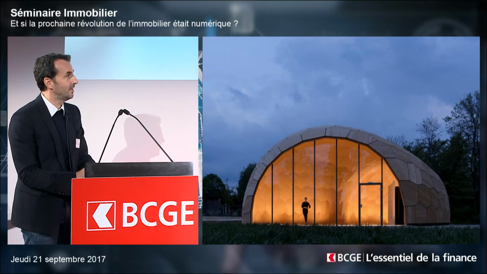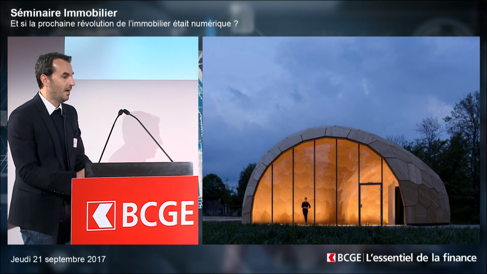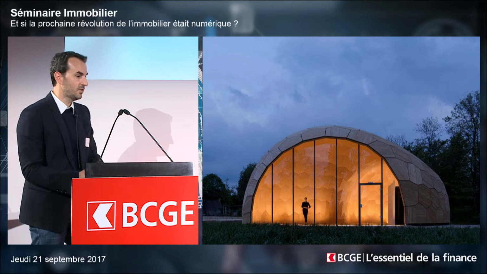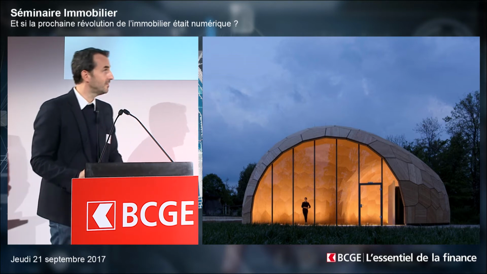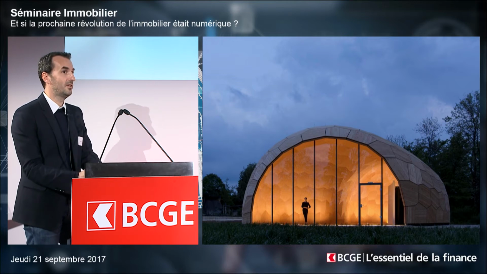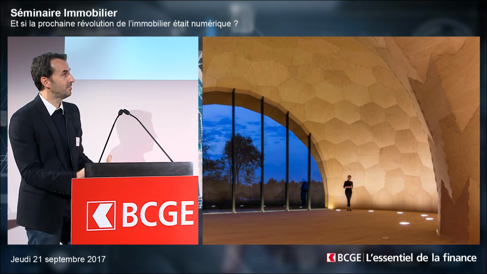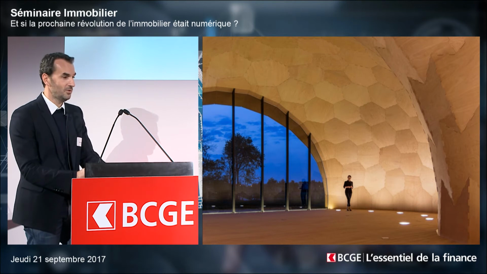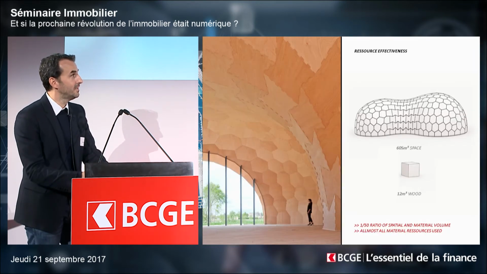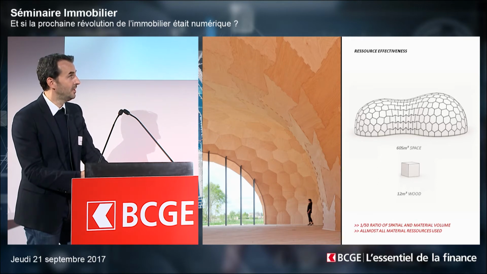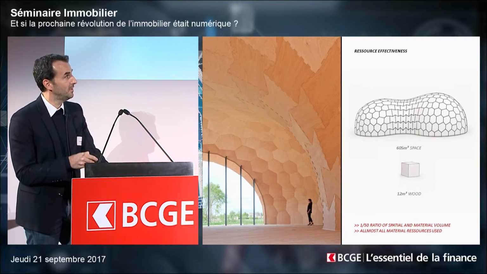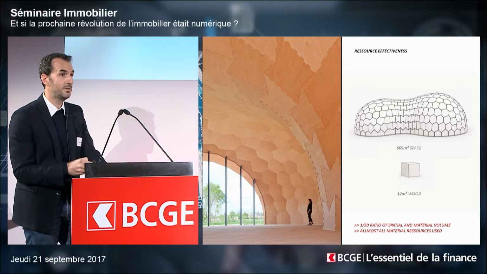I think it's an interesting example because it shows that those higher levels of integration allow you to achieve something that is, on the one hand, architecturally interesting, but on the other hand, also incredibly effective. You have to imagine that what you have here is basically a kind of raw construction. There's no other pieces required, and that means that you can build the entire structure, which contains 605 cubic meters of space, with just 12 cubic meters of wood. Now, if I tell you that 1 cubic meter of this kind of wood costs between 600 and 800 euros, you also know that this is a very cheap building.